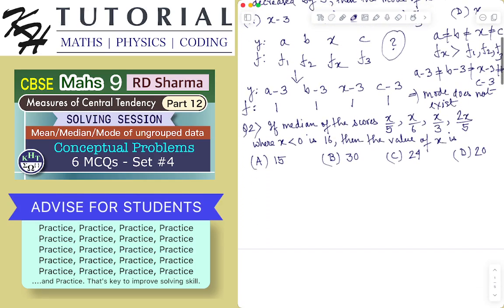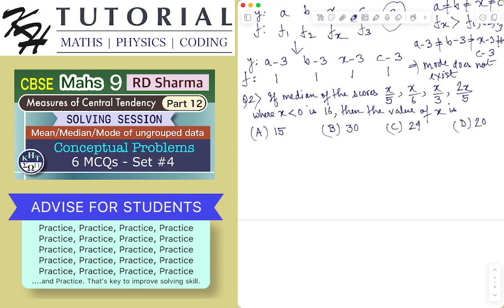Okay, let's see the next problem. If the median of the scores x by 5, x by 6, x by 3, 2x by 5 is 16, where x is less than 0, x is negative, then the value of x is. Okay, so we are given some numbers in terms of x. It is given that the median is 16. How many numbers are there? 1, 2, 3, 4. N is 4.